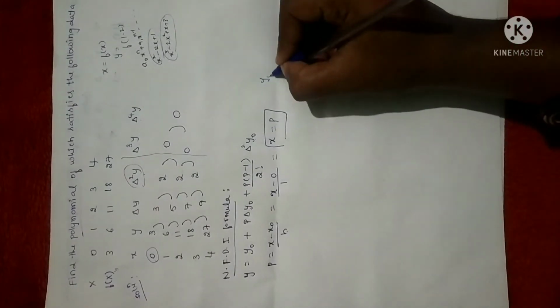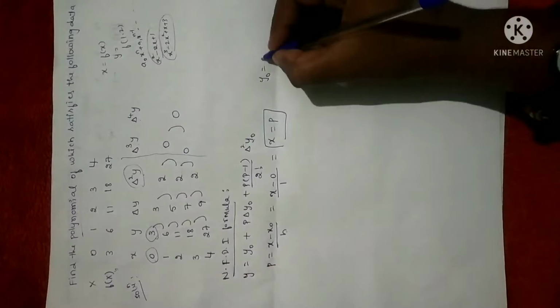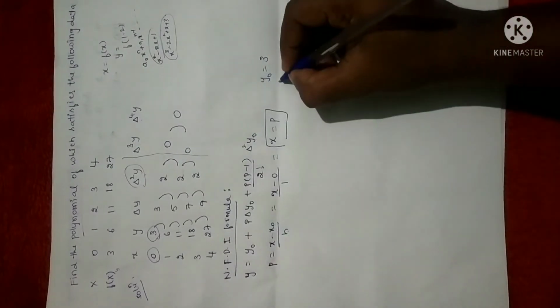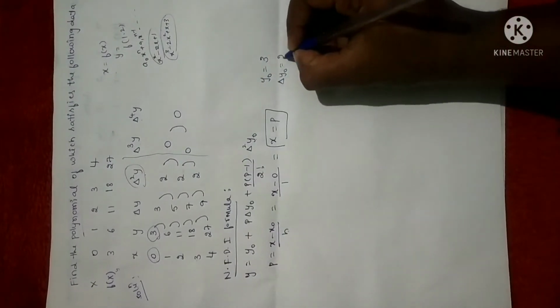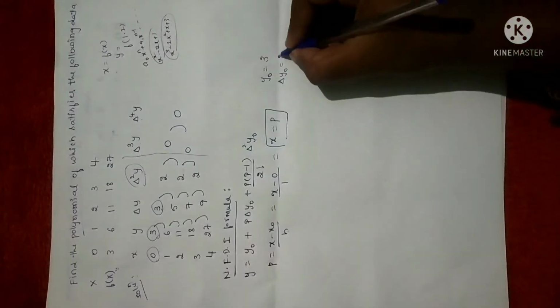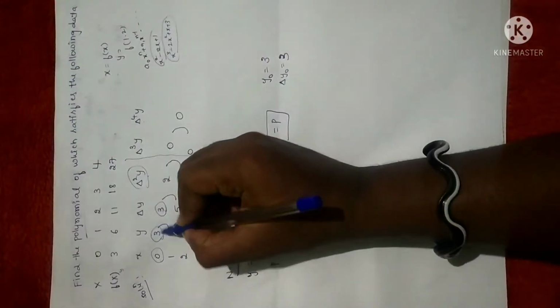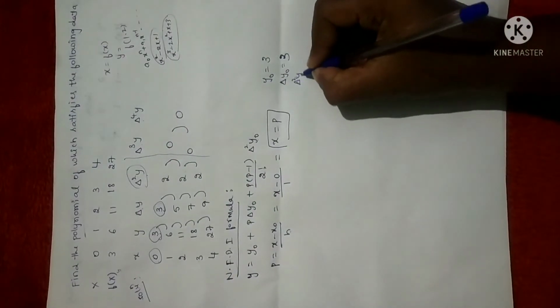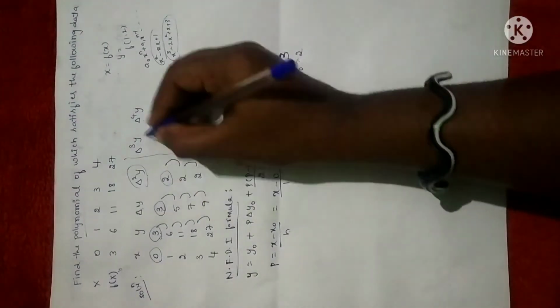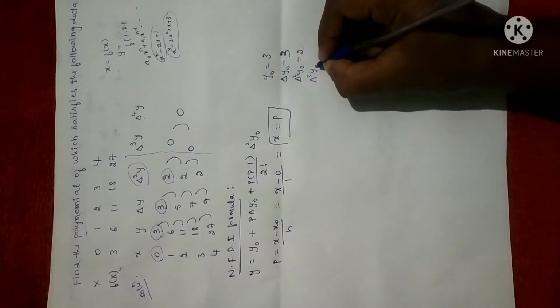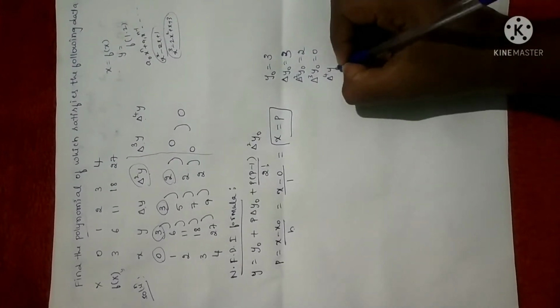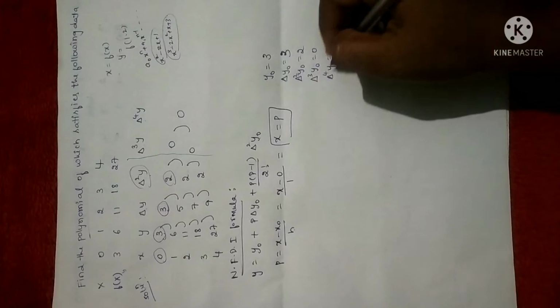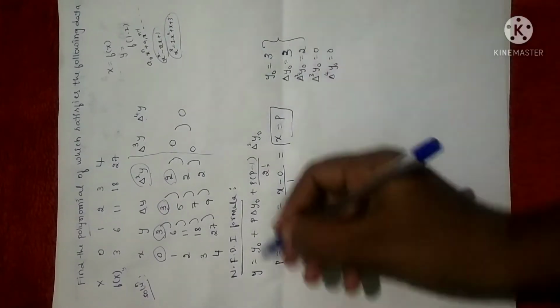Now let me make a list. y naught is the first value of y, because it is forward difference. Similarly, delta y naught is 2. I'm sorry, it is 3 only. See, y naught is the first value of y, delta y naught is the first value of delta y, and delta square y naught is the first value of delta square y, which is 2. Similarly, delta cube is also 0 and delta power 4 is also 0. There is no need to substitute all those values, so let me substitute only these three values.